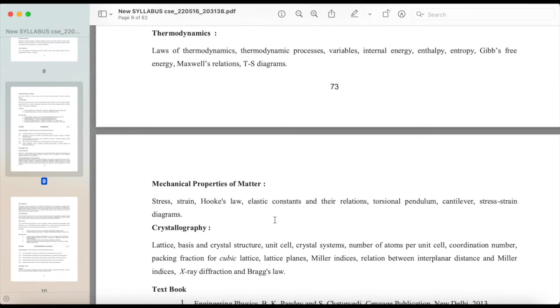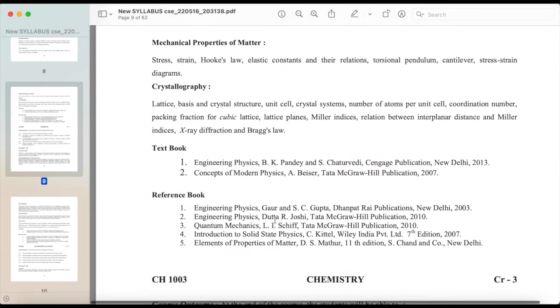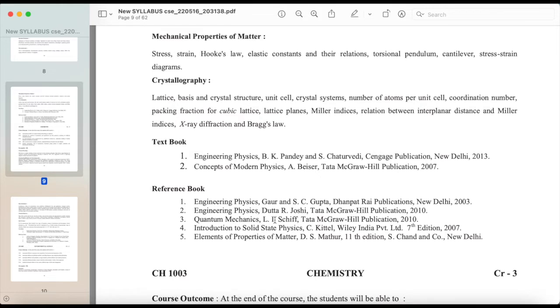internal energy, enthalpy, entropy, Gibbs free energy, Maxwell's relations, TS diagram. Mechanical properties of matter: stress, strain, Hooke's law, elastic constants and their relations, torsional pendulum, cantilever, stress-strain diagrams. Crystallography: lattice, basis and crystal structure, unit cell, crystal systems, number of atoms per unit cell, coordination number, packing fraction for cubic lattice, lattice planes, Miller indices, relation between interplanar distance and Miller indices, X-ray diffraction and Bragg's law.